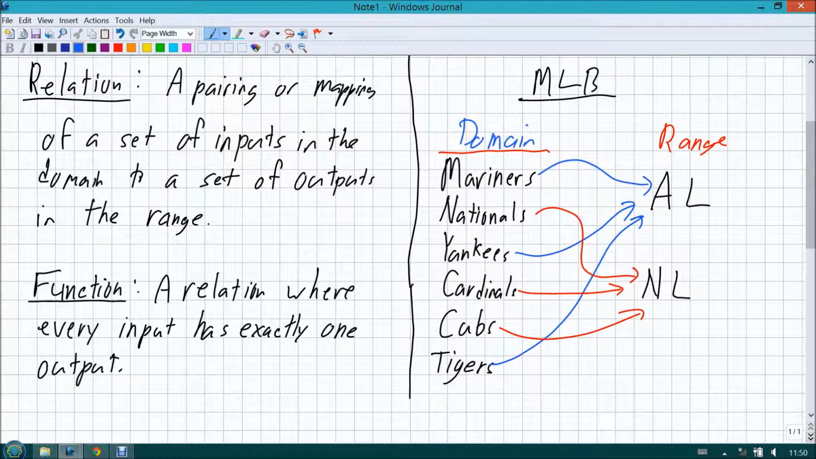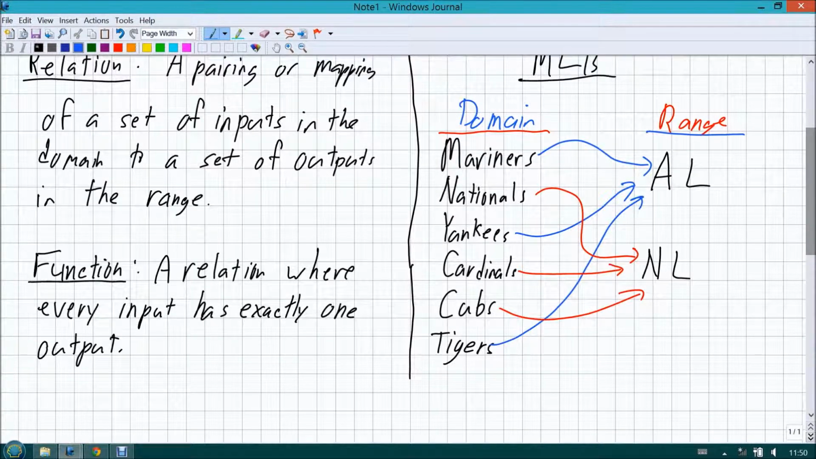So looking at that, is this a relation where every input has exactly one output? And the answer to that question is yes. Even though some of them go to the same output, in this case, 3 of them go to the American League and 3 of them go to the National League, that doesn't matter. All that matters is that one input gives you one output. They could all be going to the American League and it would still be a function because every input has exactly one output. It doesn't say one unique output, it just says one output.